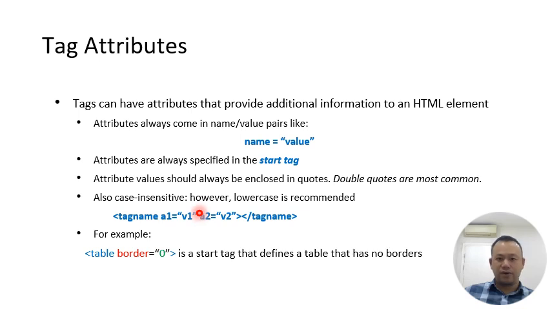Some attributes don't require a value and others need values. So we have an example for the table tag. We have a border. Border means the attribute, and zero just means the value of the attribute border. So for this, we define a table that has no borders.